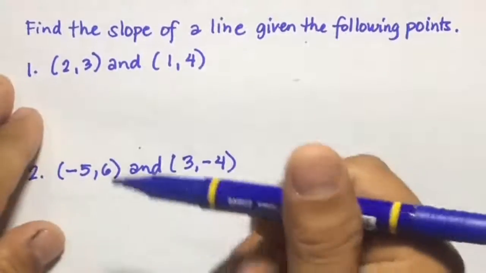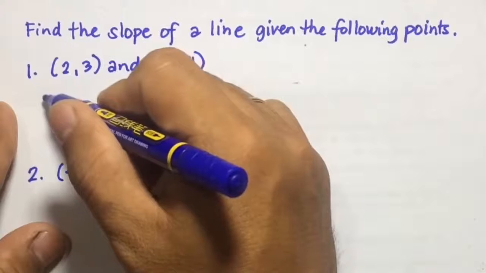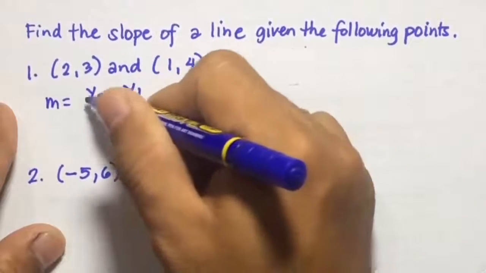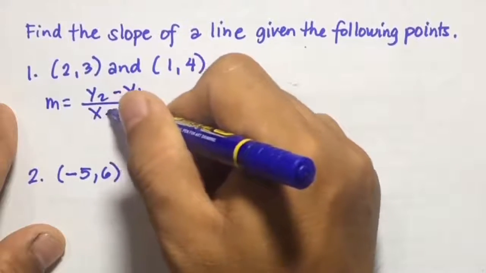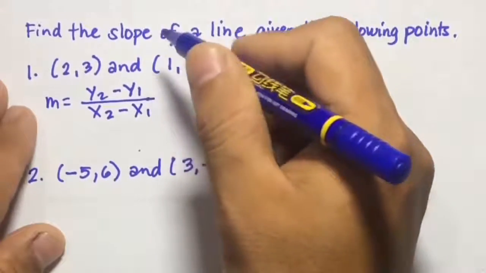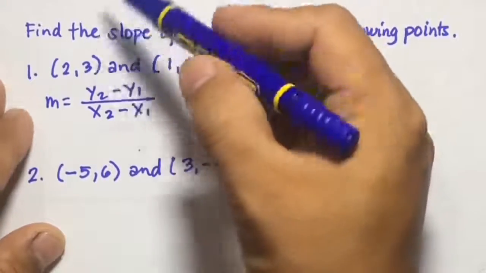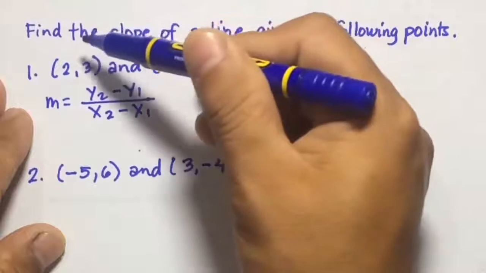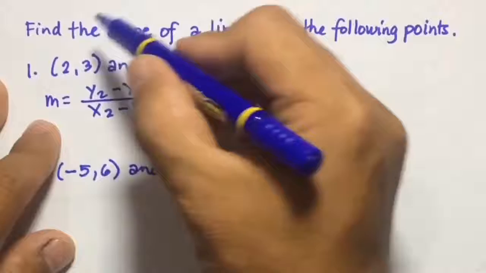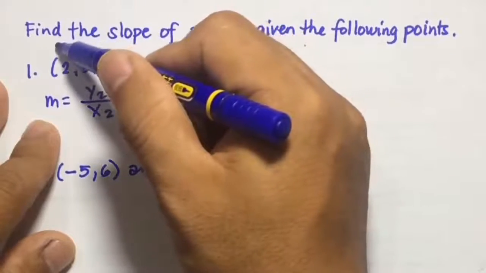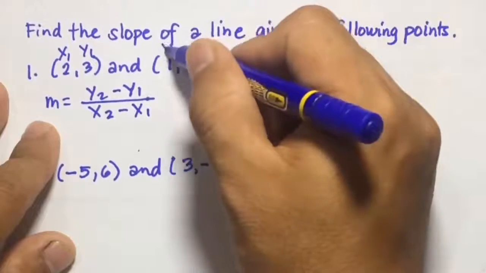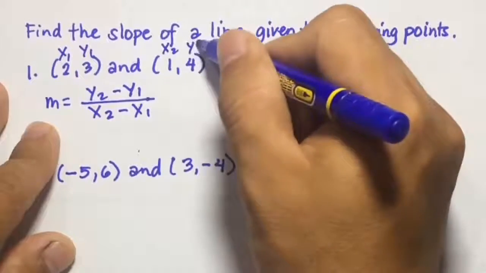So in here, in finding the slope, we're going to use the formula m equals y sub 2 minus y sub 1 over x sub 2 minus x sub 1. And in here, we're going to determine first what is x sub 1, y sub 1, and what is x sub 2, y sub 2. So we can have the point (2, 3) here as x sub 1, y sub 1, and (1, 4) as x sub 2, y sub 2.